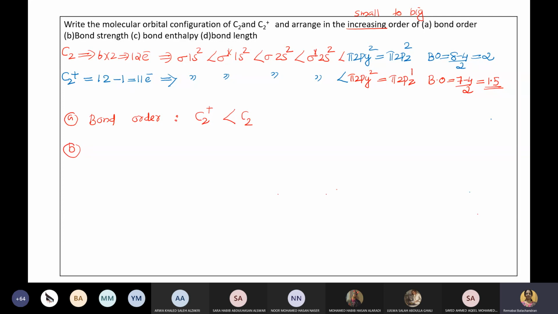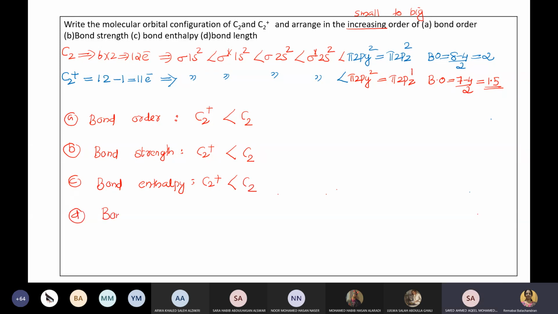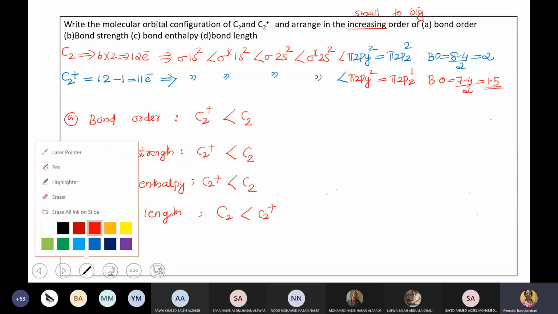B, bond strength. Come on, tell. C2 plus, then C2. Yes, it is the same. Bond enthalpy: C2 plus less than C2. Also the same. Then bond length: C2 less than C2 plus. Yes, this is opposite. It's opposite. Yes, different.